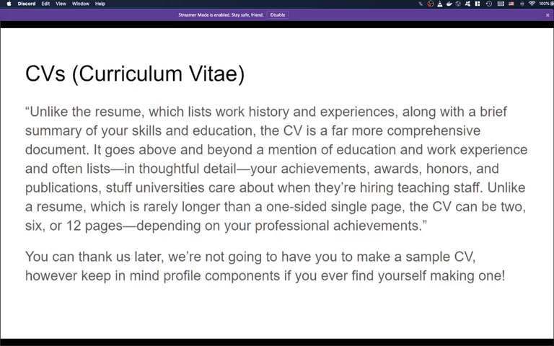Basically, CVs are massive, right? Just think of them as gigantic resumes. No company is going to ask for a CV.